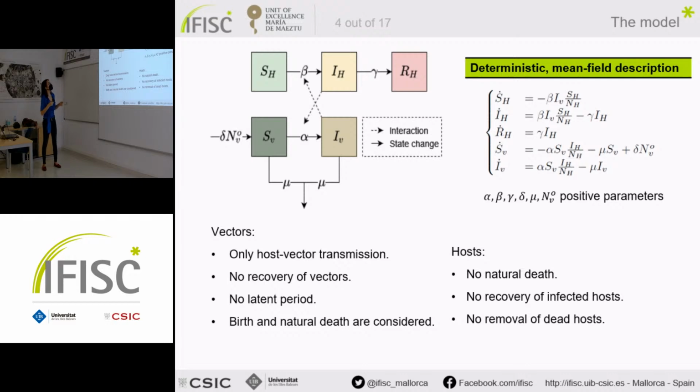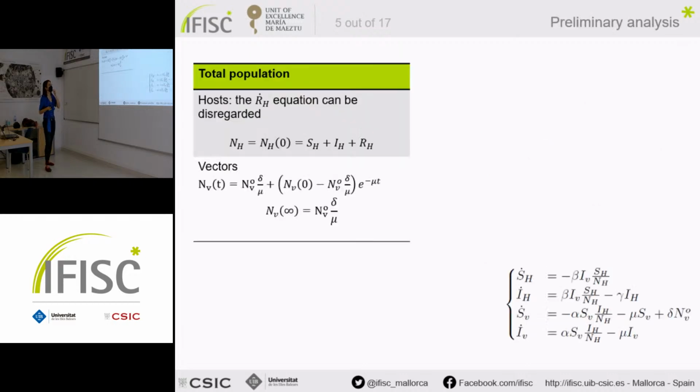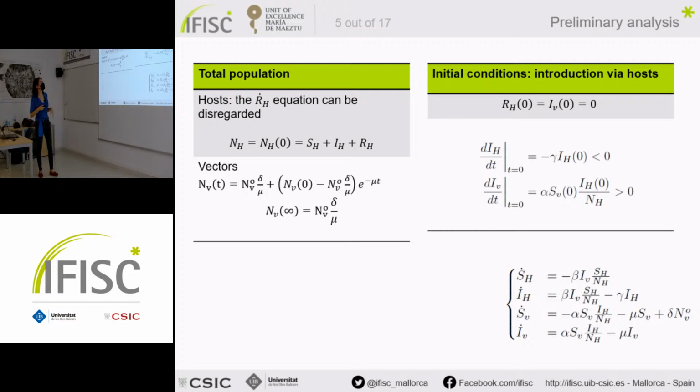All parameters are positive. So first, one analysis that we can make is that we know that the population of hosts is constant. So one of the equations can be disregarded, but the population of vectors is time dependent, with this time dependence and with this stationary value. So now for the initial conditions, we are always going to understand the introduction via the host because this was happening in Majorca. So initially the infected vectors will always be 0. No matter the parameters, this will always be fulfilled.